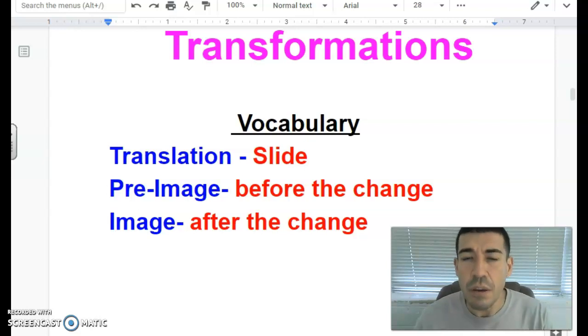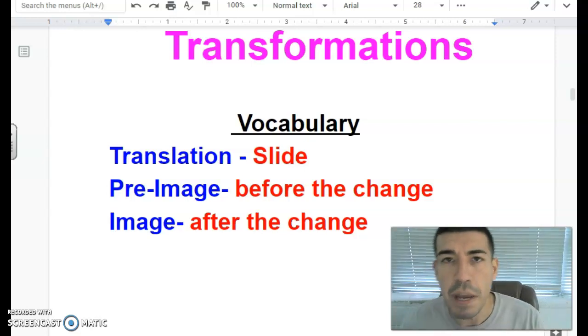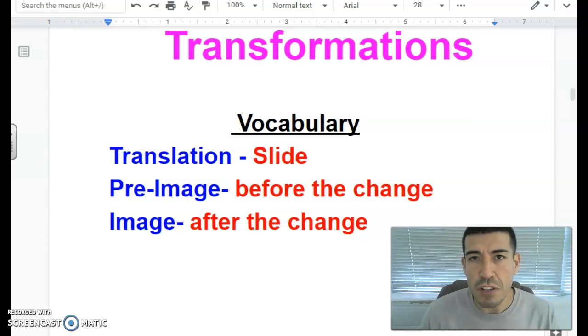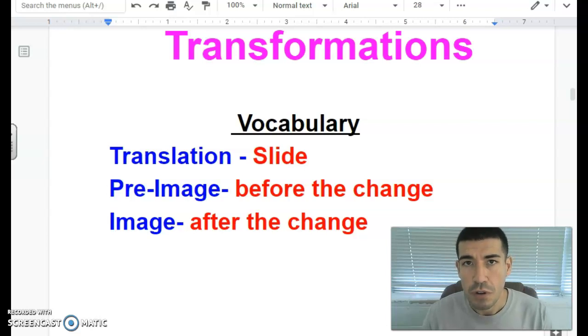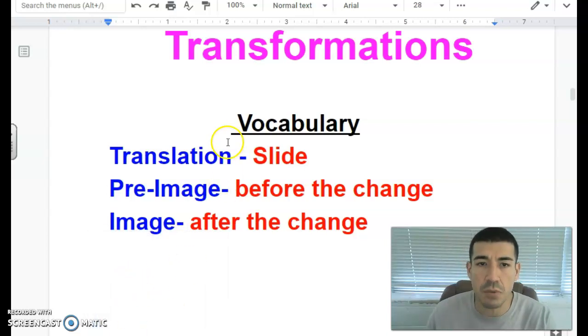Okay, class. So today we begin the unit on transformations. Transformations is basically a change or changes. Let me give you a great example: the movie Transformers. They're called Transformers because they change. In other words, they undergo a transformation. That's what's going on.